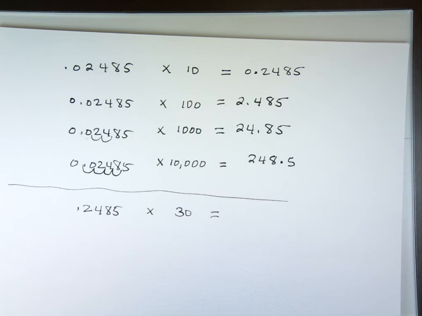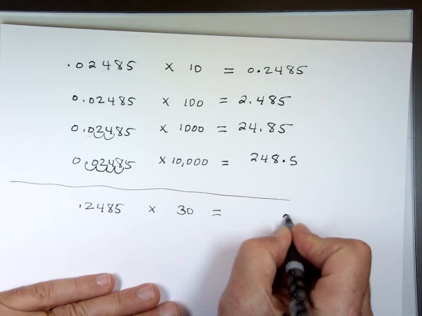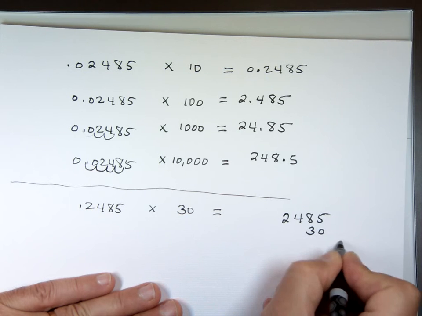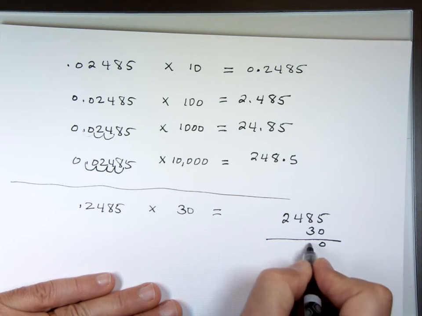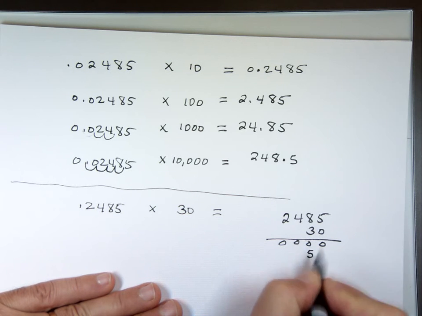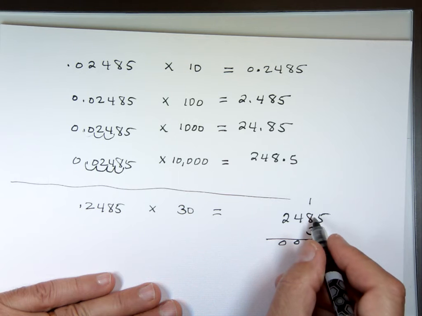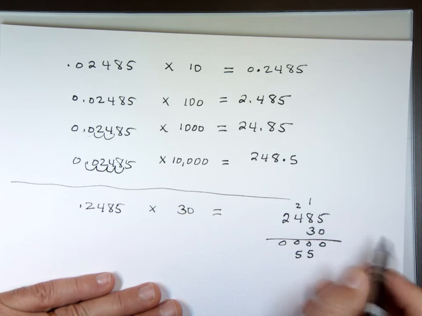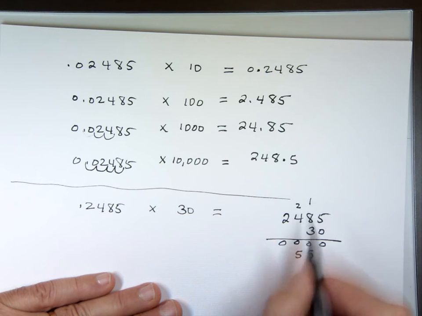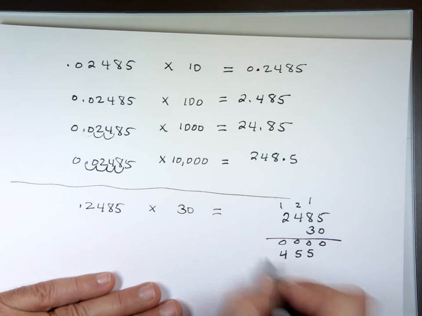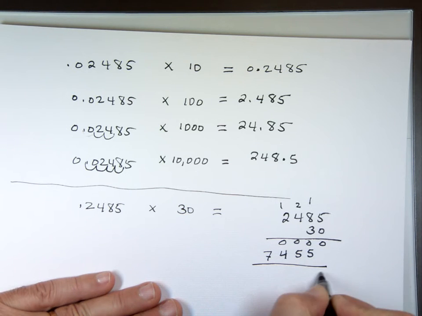So you have to go 2485 times 30. 0. 3 times 5, 15. 3 times 8, 24, and 1, 25. 3 times 4, 12, and 2, 14. 3 times 2, 6, and 1, 7. 74,550.